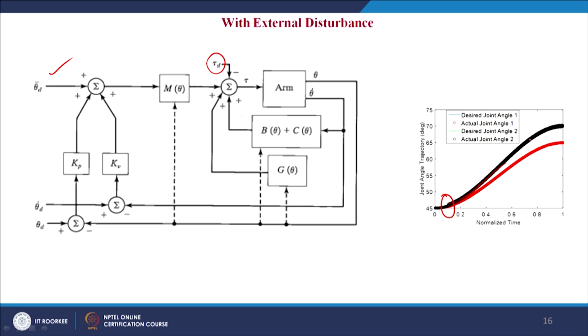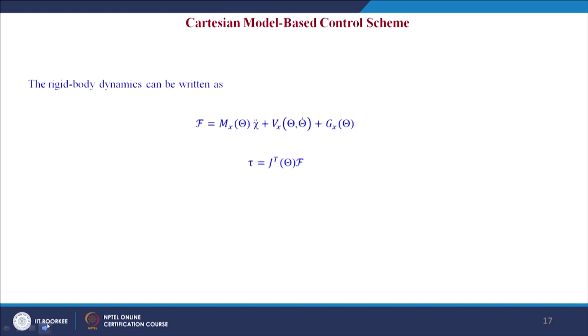This is the scheme we have used, by including a constant value disturbance for a while, and then we have obtained the desired trajectory matching the actual trajectory perfectly, as can be observed in the plot. Then we come to the Cartesian model based control scheme.